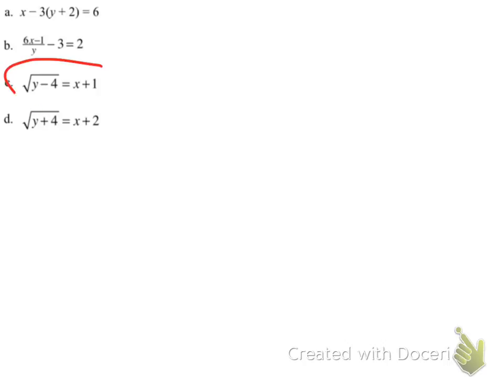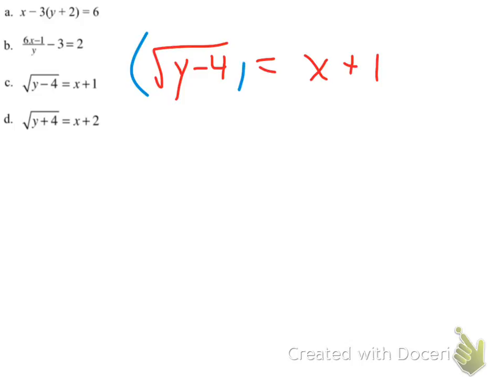Problem C, taking a look at this one. The y minus 4 is underneath a radical. So in order to get y minus 4 out from underneath that radical, I need to undo that. So I'm going to square both sides. So I end up getting y minus 4 on the left.